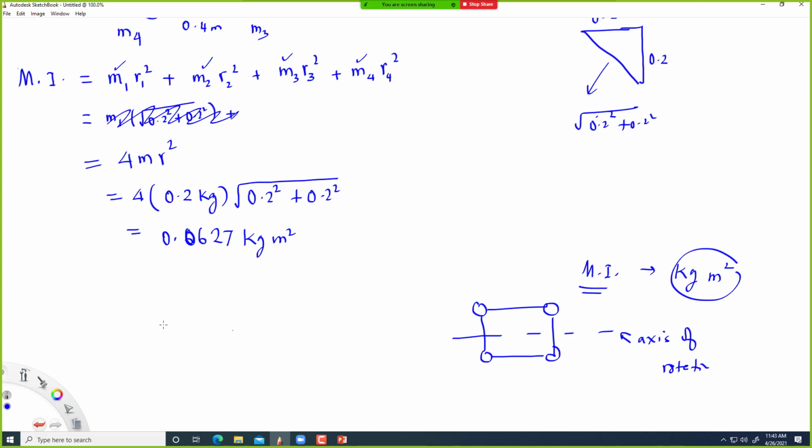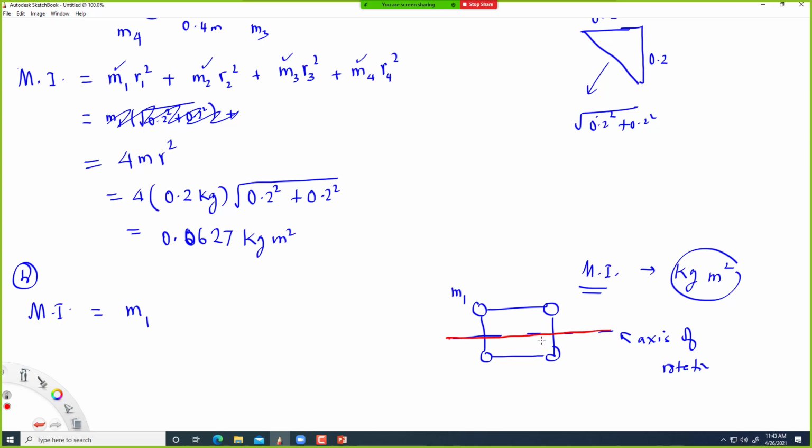Now let's find mi for this axis. So mass 1. Now what is the distance between the axis of rotation and the mass? The perpendicular distance between this axis of rotation and mass. This is the axis of rotation.